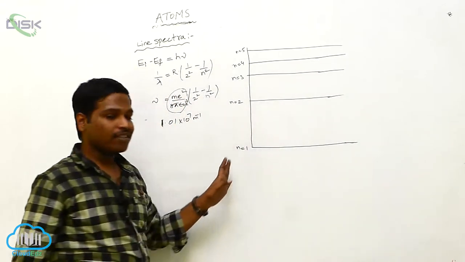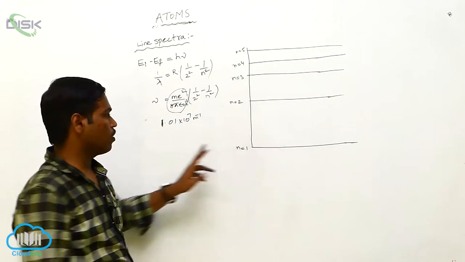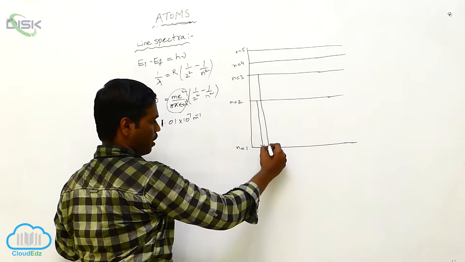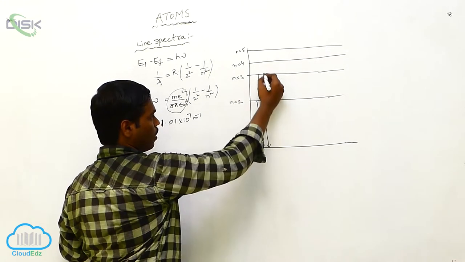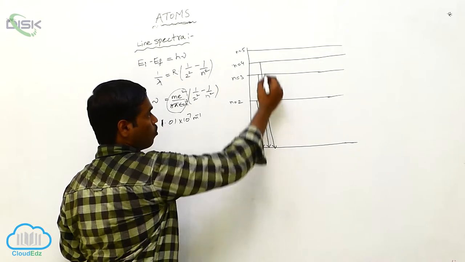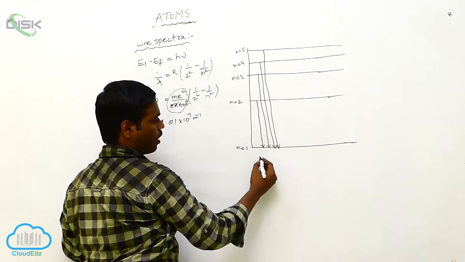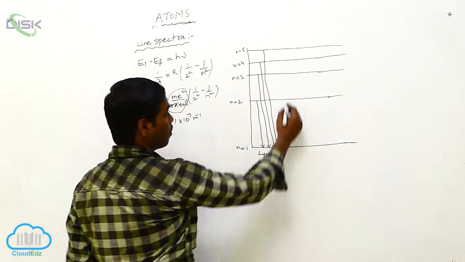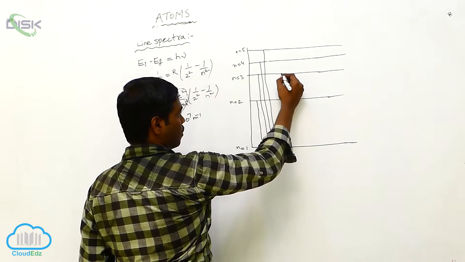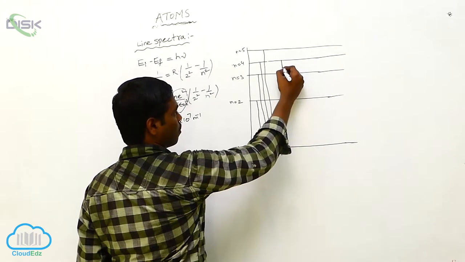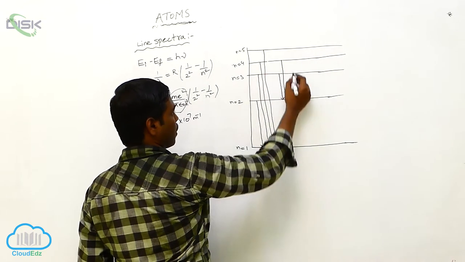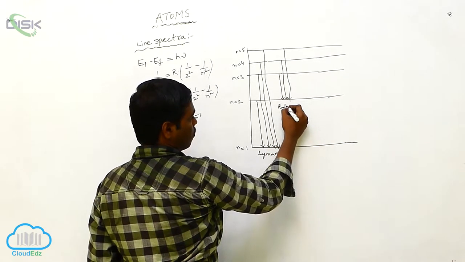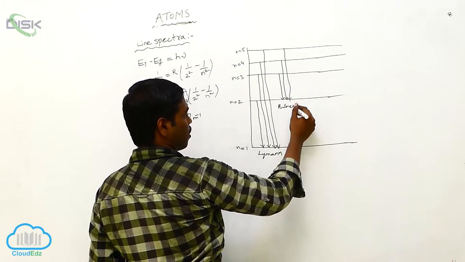Now when the electron comes from the second level to the first level, this is a transition, and from n is equal to 3 to n is equal to 1, n is equal to 4 to 1, n is equal to 5 to 1, we get the Lyman series. And again, if the electron comes from the third level to the second level, or the fourth level to the second level, and the fifth level to the second level, we get the Balmer series.